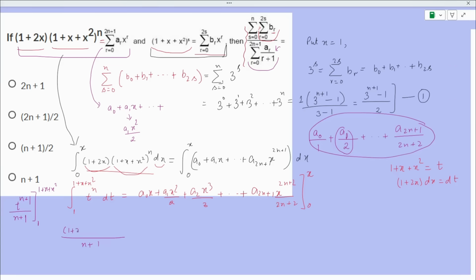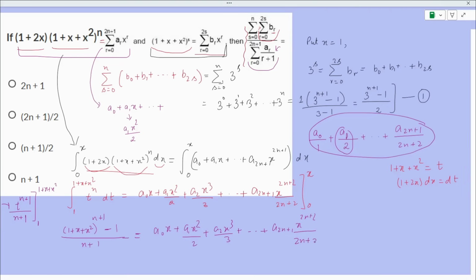Upper limit: instead of t, you are going to write (1 plus x squared) to the power n plus 1. Minus lower limit is 1, so 1 to the power n plus 1, so minus 1. This is equal to how much? You just plug in upper limit here again. Upper limit, the same thing, right? If you put upper limit, you get the same stuff. And at lower limit, what's going to happen? 0, right? At lower limit, everything is going to 0.